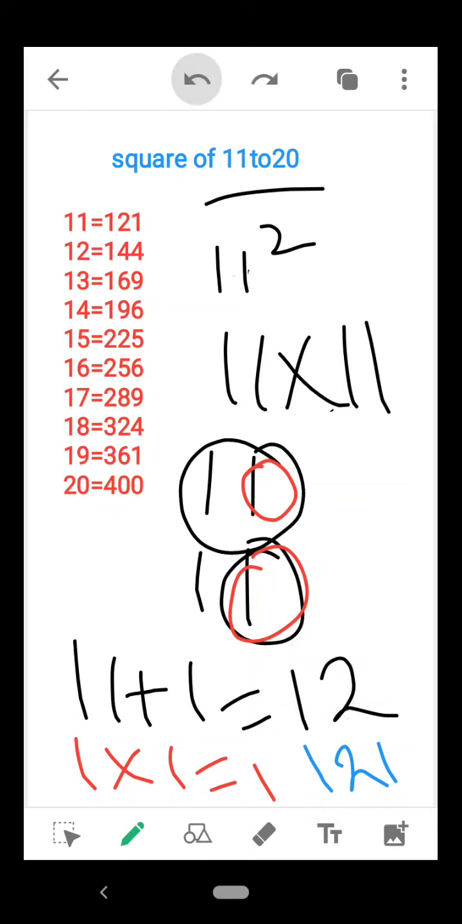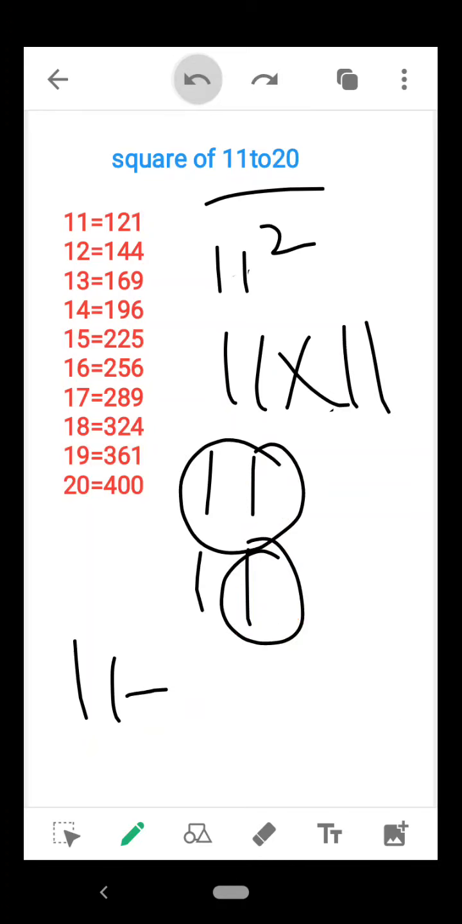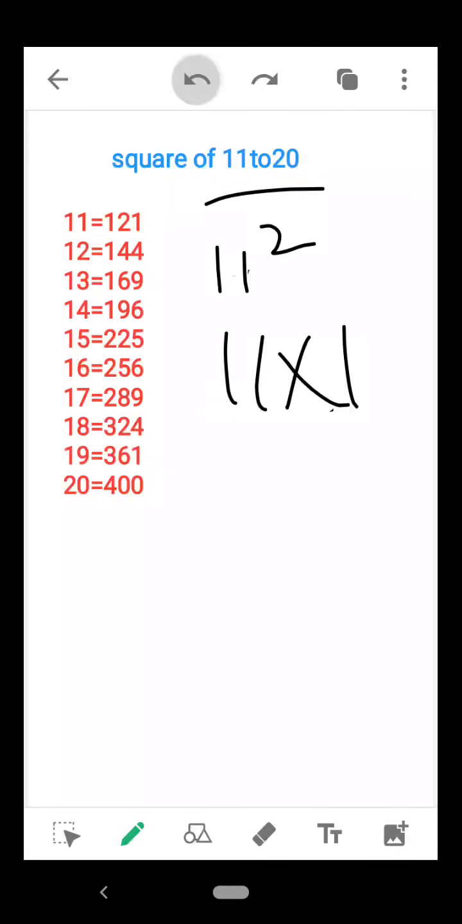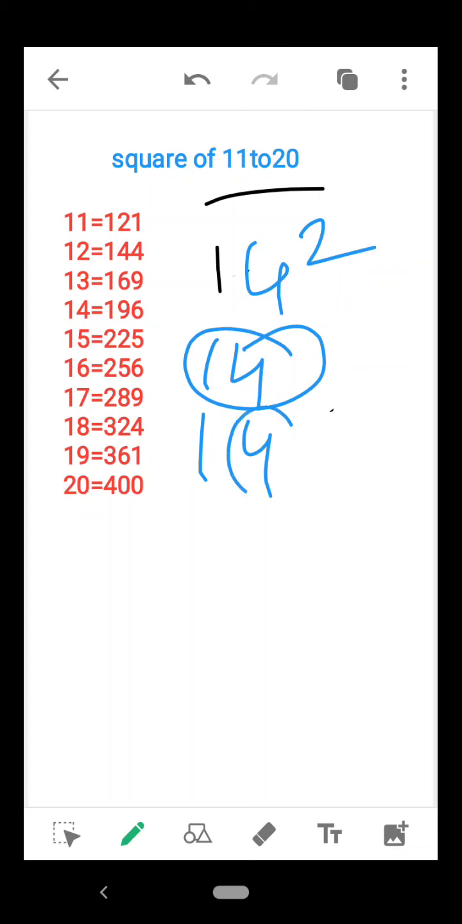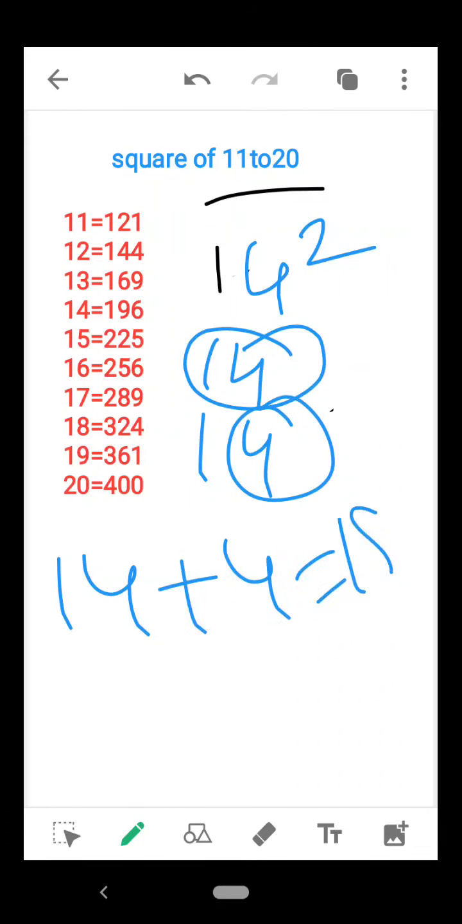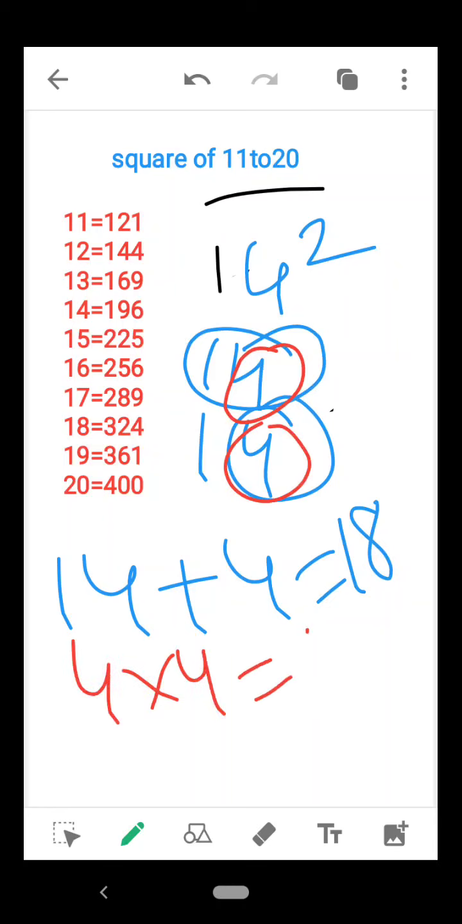Take another example, that is 14 square. What is the meaning of 14 square? 14 and 14. How can you solve? Firstly, you add 14 plus 4. 14 plus 4 is 18. And after that you have to multiply 4 into 4. So 4 into 4 is 16.